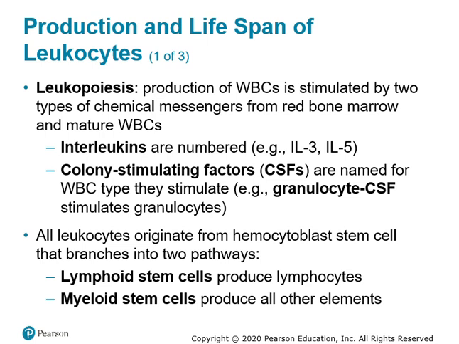Now, regardless of the leukocyte, they all originate from the hemocytoblast, which is a stem cell found in the red bone marrow. That stem cell can turn into one of two stem cells called a lymphoid stem cell or a myeloid stem cell. Lymphoid stem cells proceed with a pathway that only produces lymphocytes, whereas myeloid stem cells produce all other blood cell elements, including all other white blood cells except lymphocytes, platelets, and red blood cells.